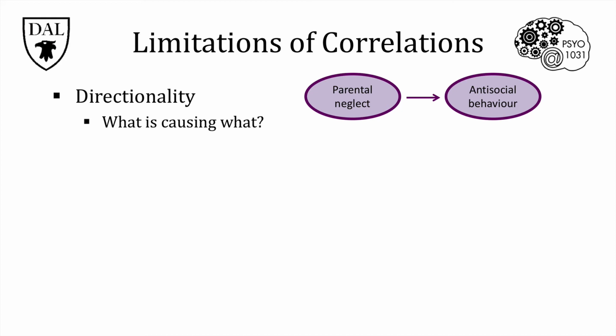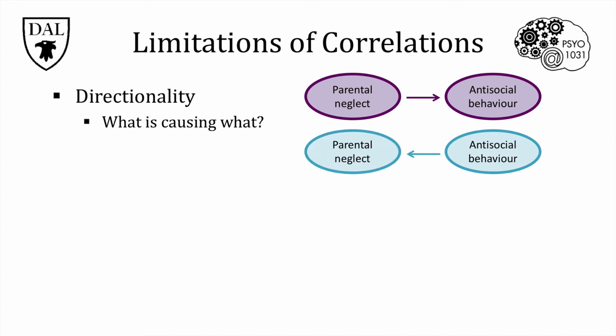But because you didn't randomly assign some parents to the neglect group and others to the attentive group, it's also possible that the antisocial behavior of the kids is what's causing the parents to avoid the children.